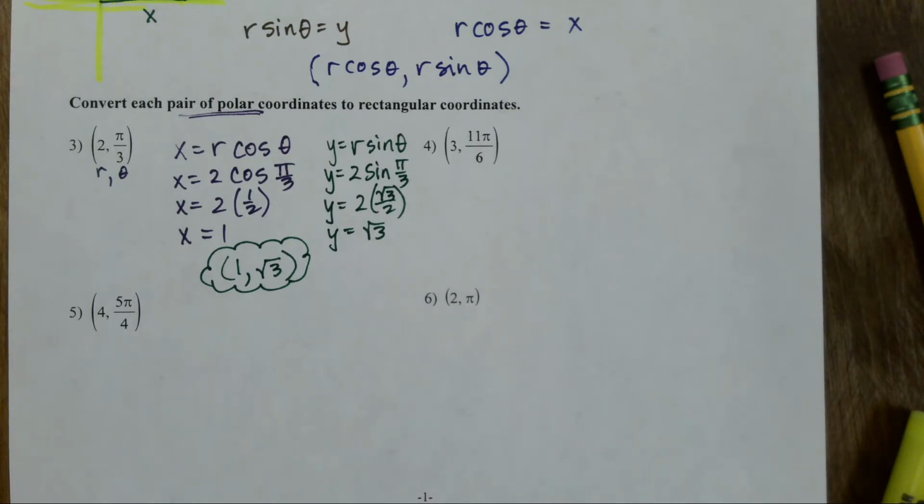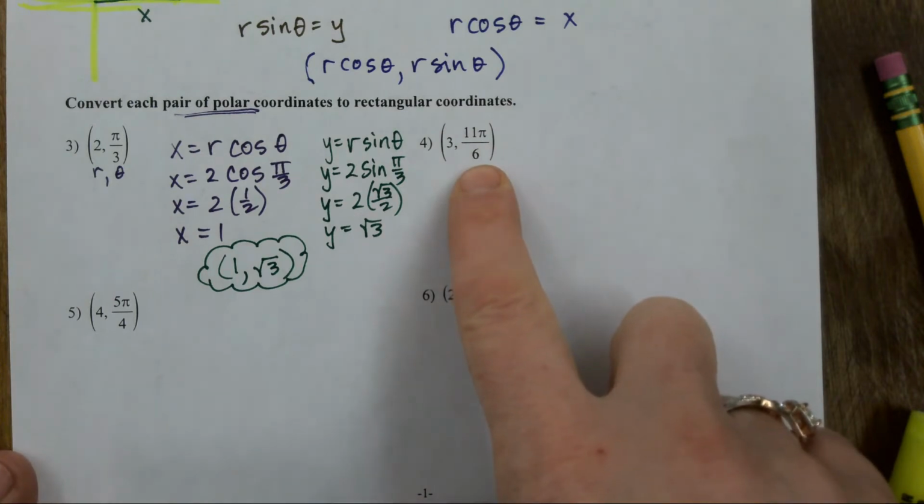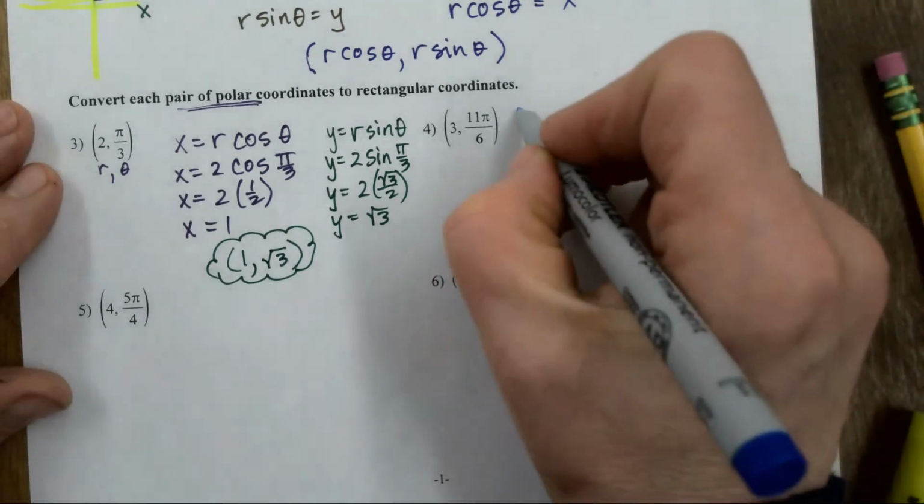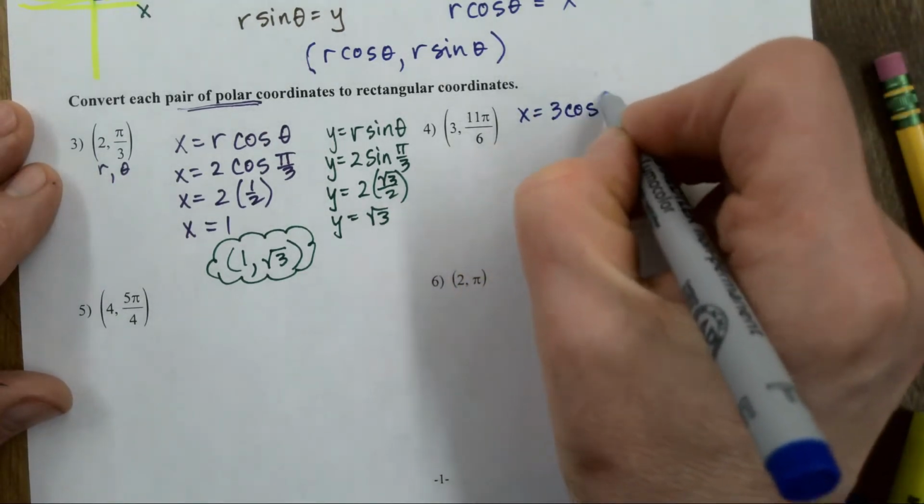The nice thing about converting polar to rectangular is it will always take care of the signs for you. You don't have to think about what quadrant am I in, or which angle am I going to use. The angle will determine the quadrant automatically. So I know my answer is going to be a 4th quadrant answer because 11 pi over 6 opens up to the 4th quadrant. So when I plug my values in, it is x equals 3 cosine 11 pi over 6.